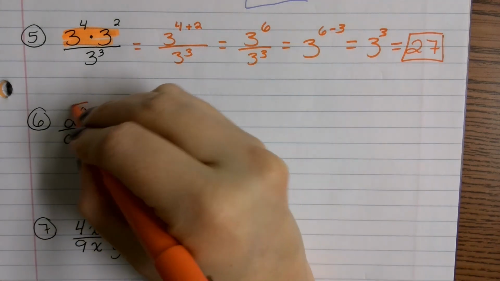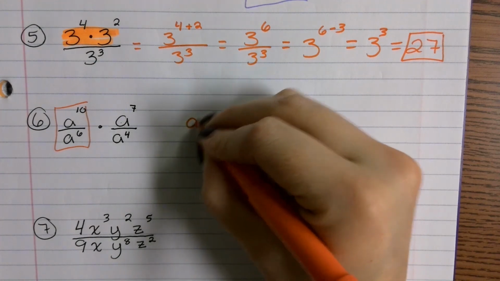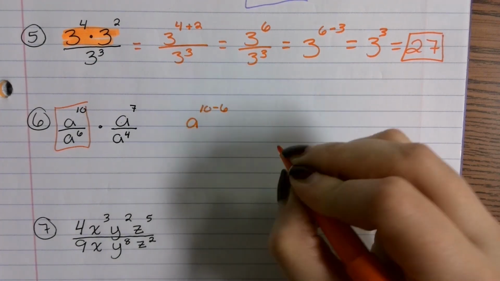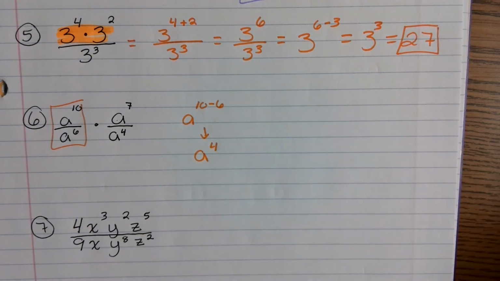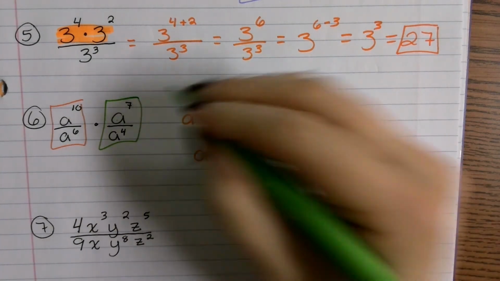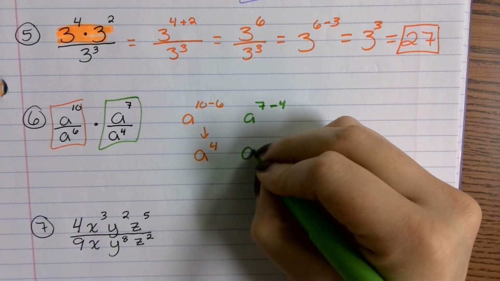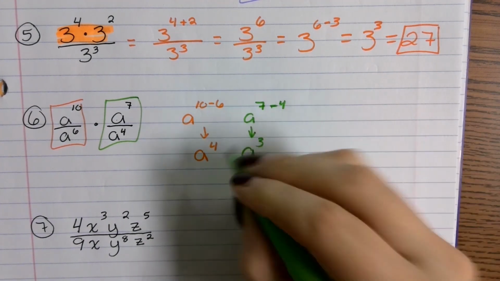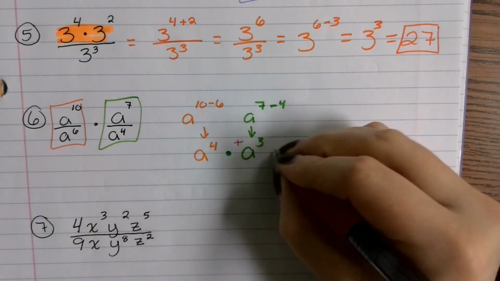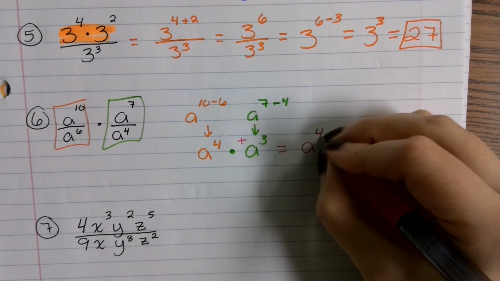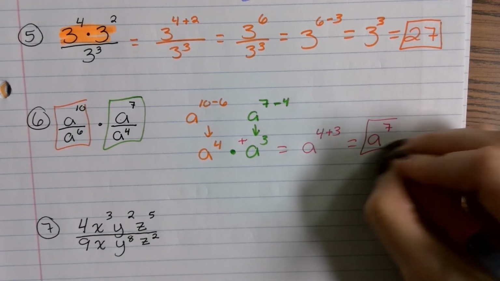For me, I went ahead and did division first. So I did A to the 10 minus 6 power, which gave me A to the 4th. Then I did A to the 7 minus 4 power, which gives me A to the 3rd. And then multiplying them meant that I just needed to add those exponents. So it became A to the 4 plus 3 power, or A to the 7th power.